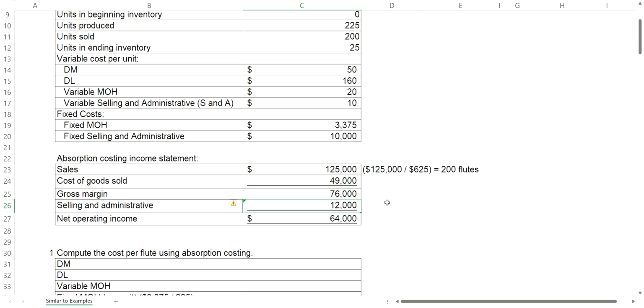Selling and administrative, that's variable and fixed together, is $12,000. Subtract that out using the absorption costing income statement. Your net operating income is $64,000.